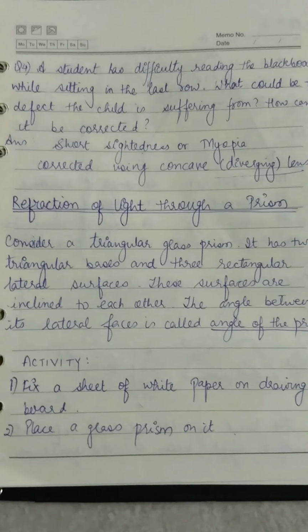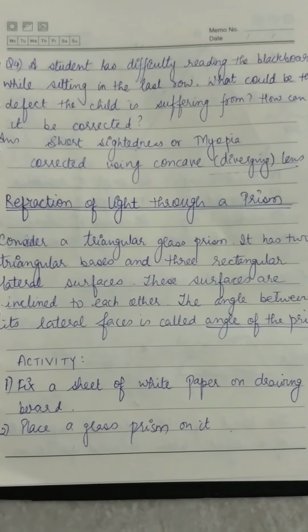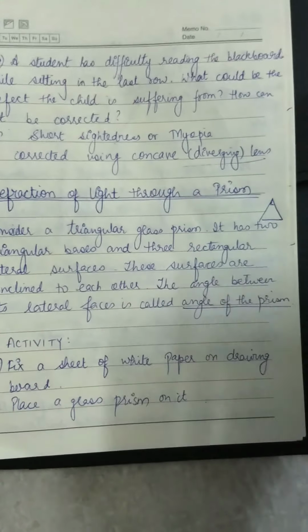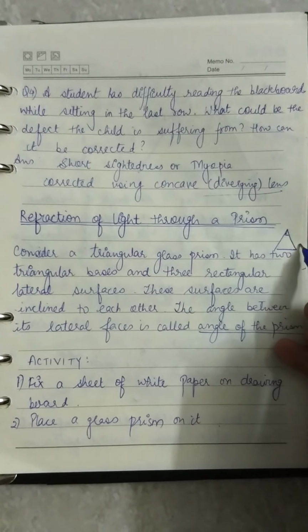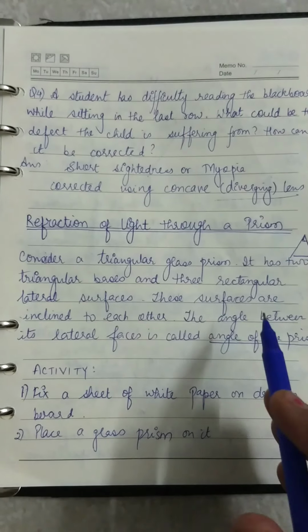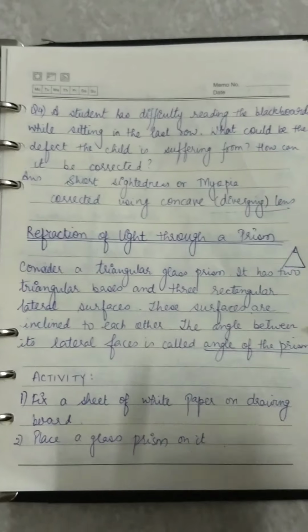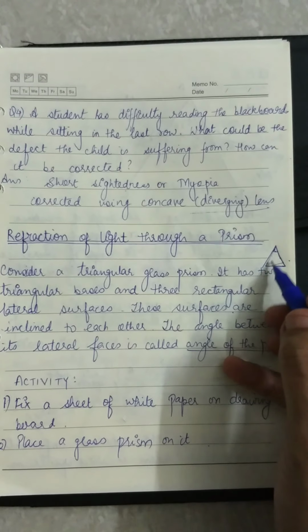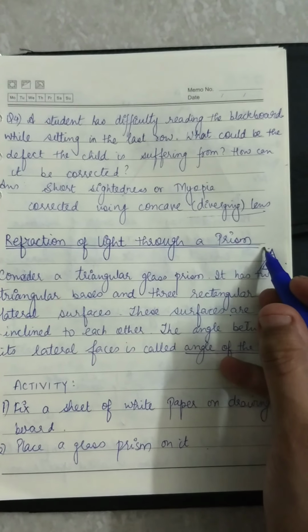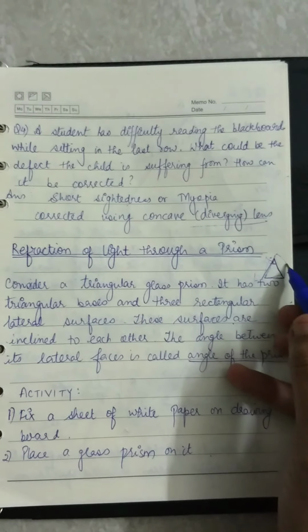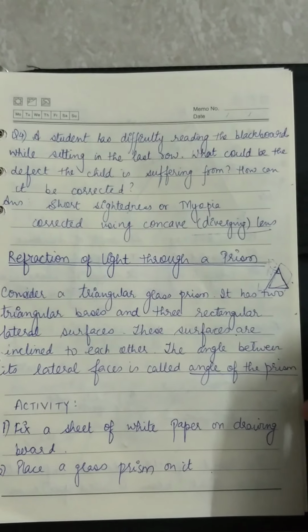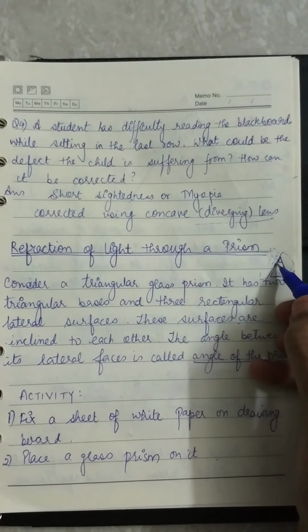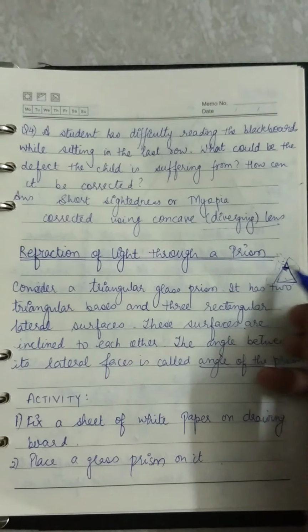So now we'll study about refraction of light through a prism. What is a prism? It is a triangular glass which has two triangular bases and three rectangular lateral surfaces, that is, side surfaces. These surfaces are inclined to each other. Consider two triangular bases here, and three rectangular lateral surfaces attached like this. The angle between its lateral faces is the angle of prism. This angle is called the angle of prism.